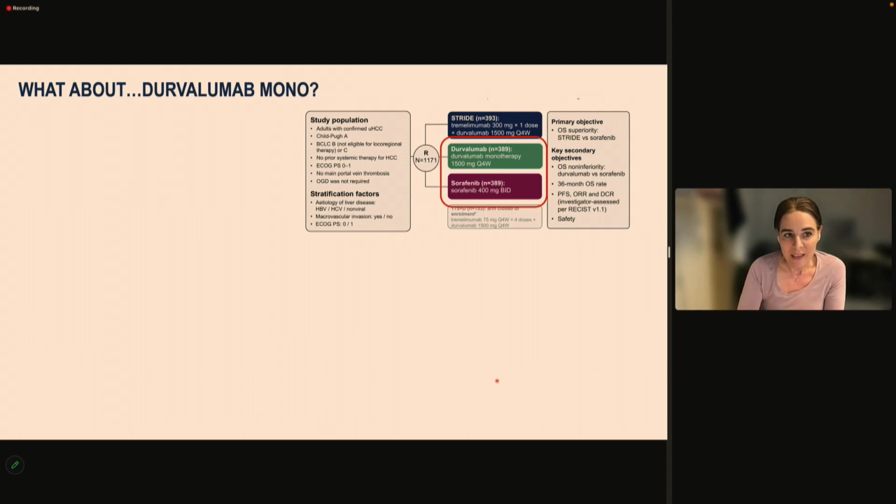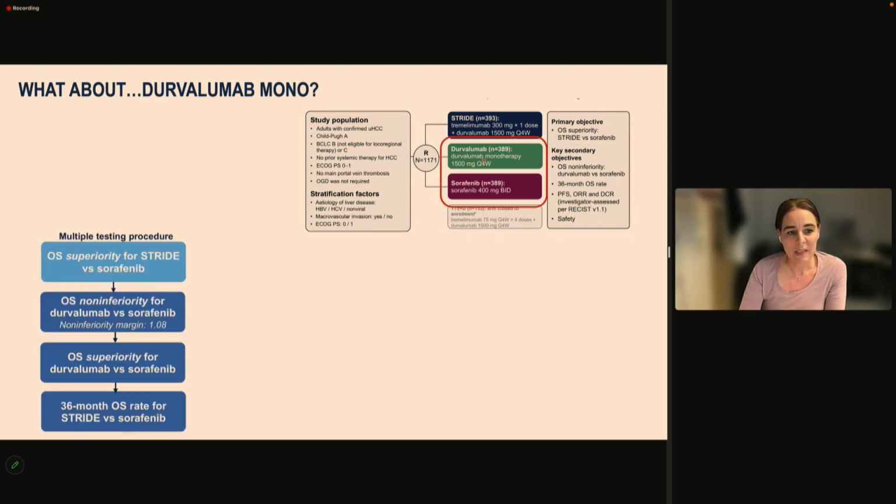So very recently, the EMA also approved durvalumab as a mono immune checkpoint inhibition in HCC. And this was, again, an approval based on the Himalaya trial that I've shown you before. We looked at the STRIDE arm versus the sorafenib arm, and this time now looking at the durvalumab arm versus the sorafenib arm. So there was a multiple testing procedure I'm going to walk you through quite briefly. The primary endpoint, as we have discussed, was superiority for the STRIDE regimen versus sorafenib. This endpoint was met, and thus the EMA approval for the STRIDE regimen in February last year.